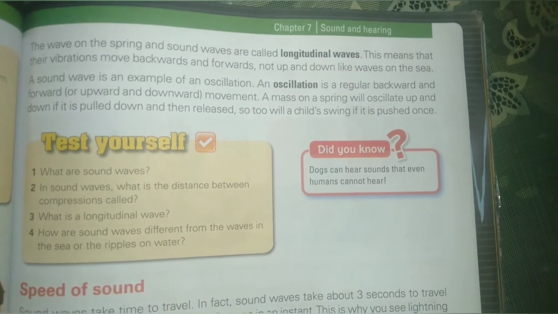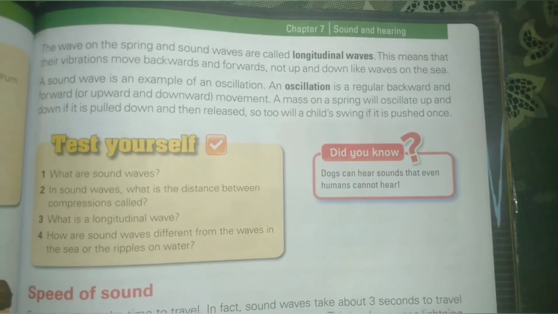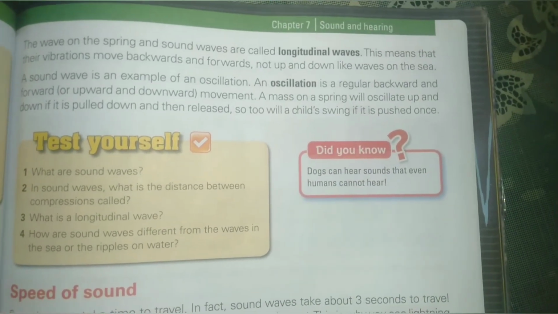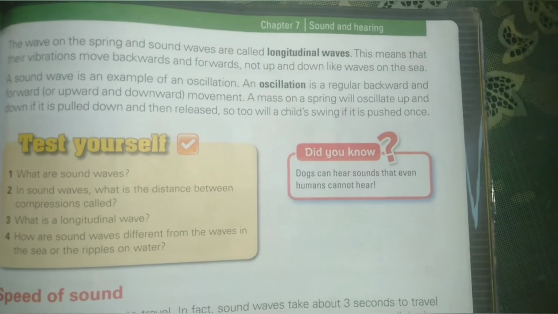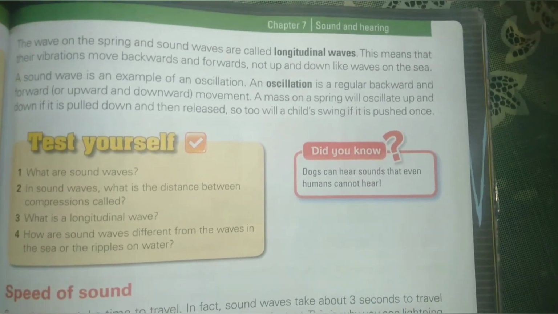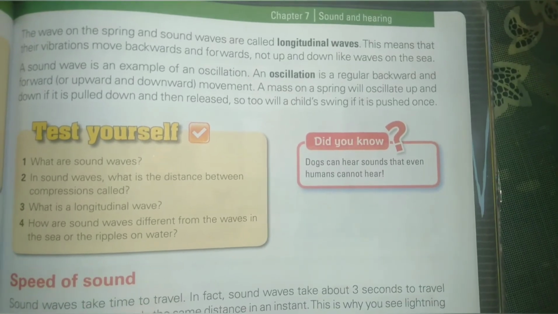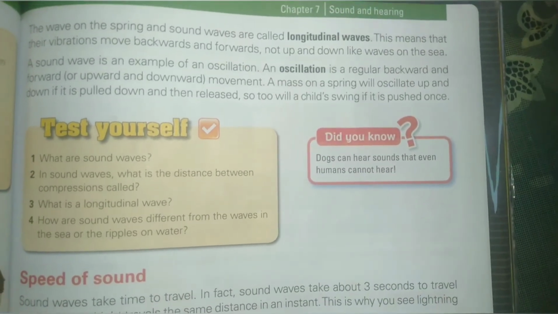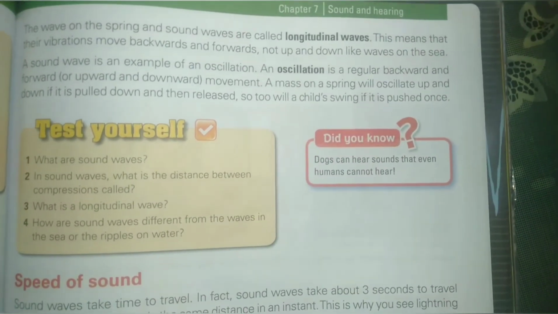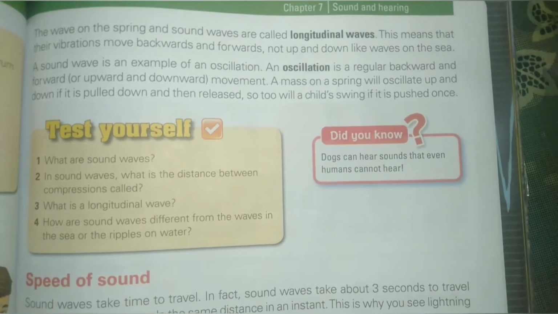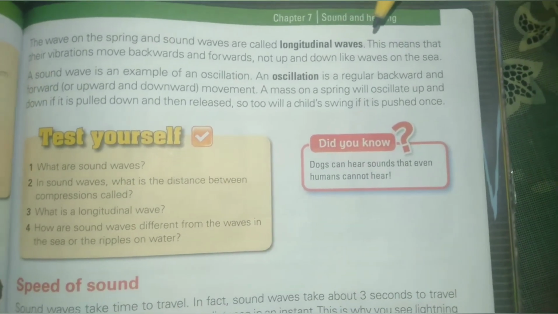Beta, these waves that are on the spring and the sound waves that are produced by the loudspeaker are known as longitudinal waves. They are known as longitudinal waves because the particles of the medium move backward and forward, not upward and downward like the waves on the sea.